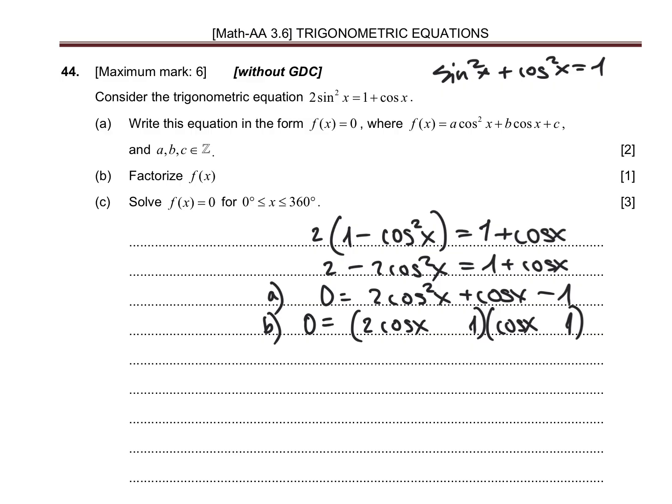All right, so we need to figure out the signs. We need a positive 1 in the middle, so we need this to be positive and this to be negative. And now we want to solve it, so for this one we've got cosine x equals 1/2, and for this one, we have cosine x equals negative 1.